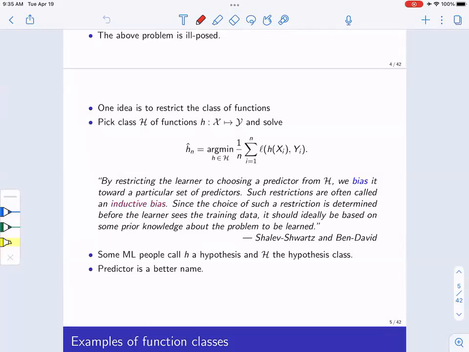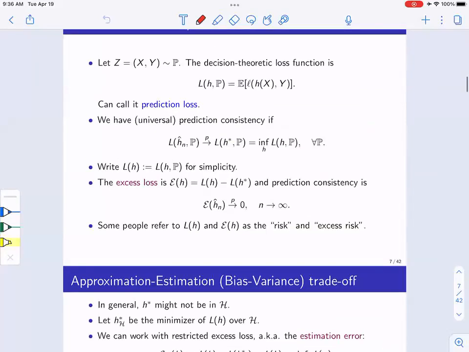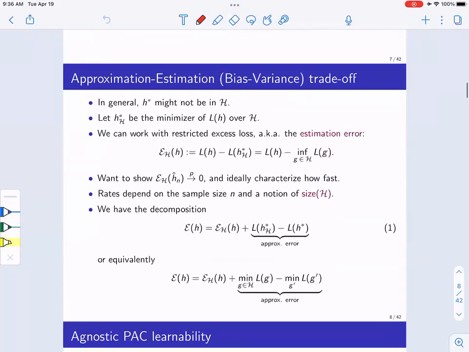Without a constraint on the class of functions, this is not going to work, because you're going to have many solutions and they're going to overfit. So if we impose a condition that H belongs to some function class, in that case, usually you can't achieve the infimum over all H, but it's natural to ask that you achieve the infimum over all the H in the function class. So H star might not be in H, but there's the H star sub H, which is the minimizer of L(H) over H. And then we can work with this excess loss or excess risk relative to this target within the class. We can call it excess loss, or estimation error, and we can try to show that this goes to zero.